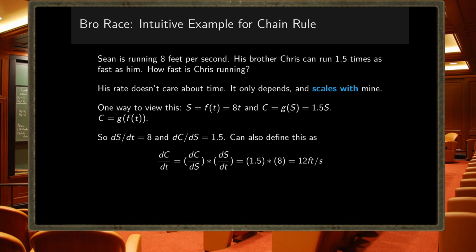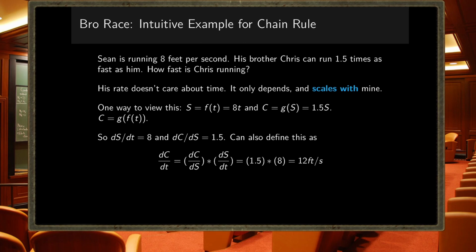Okay, so here I've put myself up against my brother in a race. So let's try to keep as basic a perspective as possible. So let's say I'm running 8 feet per second, and my brother can run 1.5 times as fast as me. I don't know how he does it, but man, he's just always 1.5 times faster than me. So the question is, how fast is Chris running? So you might be able to very simply do the arithmetic and solve this problem.